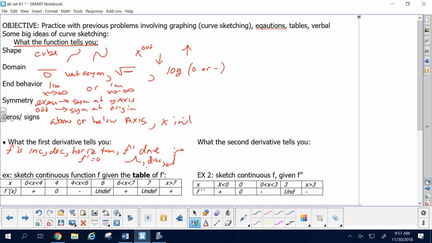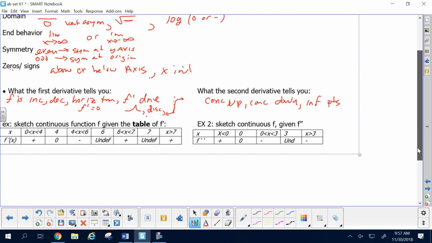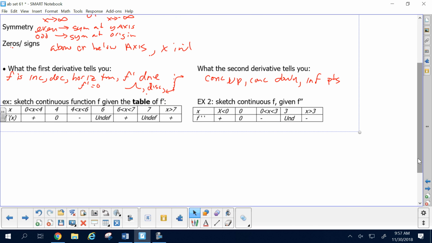All right? What does the second derivative tell you? Concave up, concave down, or inflection points, also saddle points, but we'll talk about that later. All right. Okay, so you should be able to, this we've done before, sketch from a table. These are the easier ones. Given a table, sketch the graphs. Go.